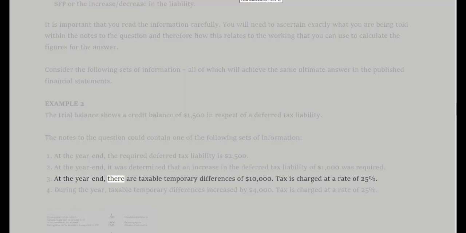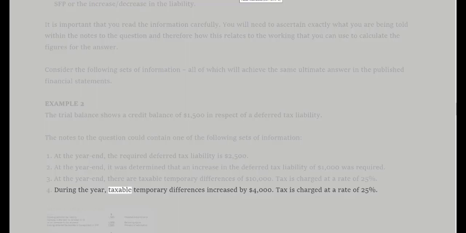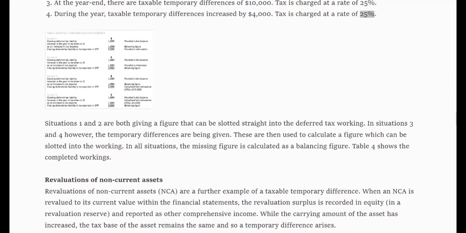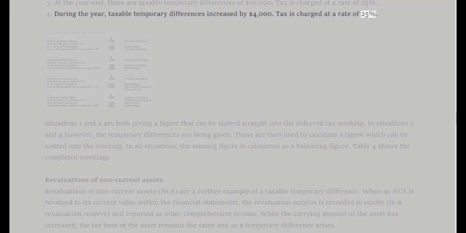At the year end, there are taxable temporary differences of $10,000. Tax is charged at a rate of 25%. During the year, taxable temporary differences increased by $4,000. Tax is charged at a rate of 25%.